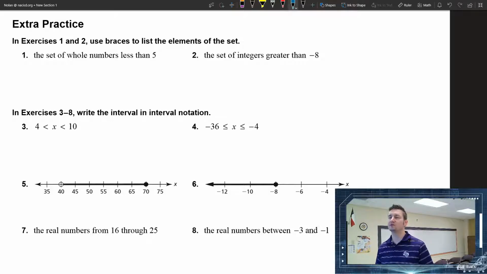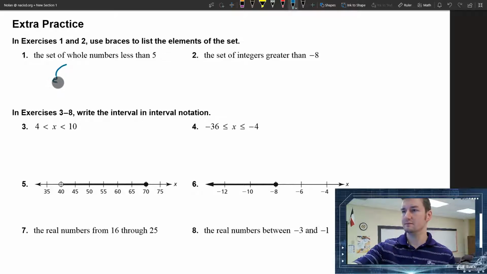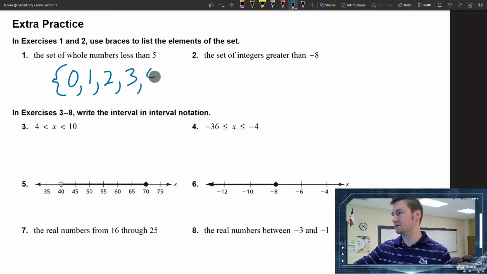Exercises 1 and 2 say to use braces to list the elements of the set. Number 1, the set of whole numbers less than 5. Remember, your whole numbers are your counting numbers starting with 0. So 0, 1, 2, 3. We want them less than 5, so that would be up to 4. 0, 1, 2, 3, and 4. So we can write it like this: 0, 1, 2, 3, and 4, and then we'll close the set.